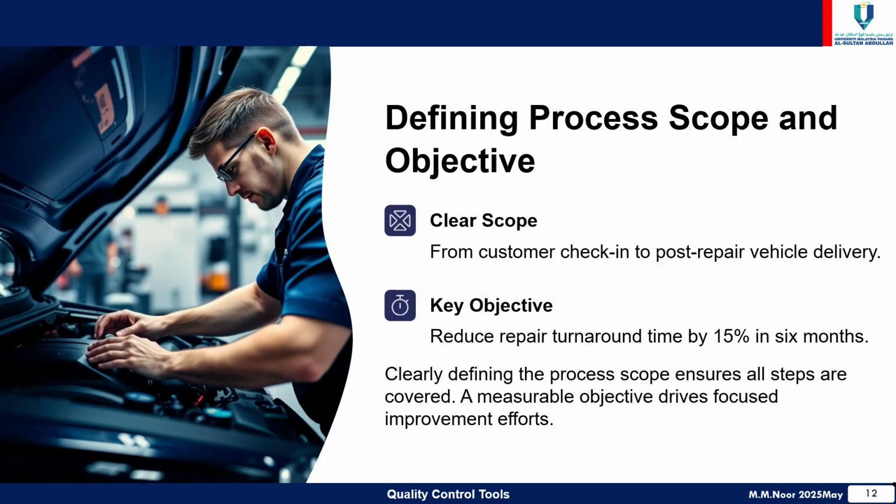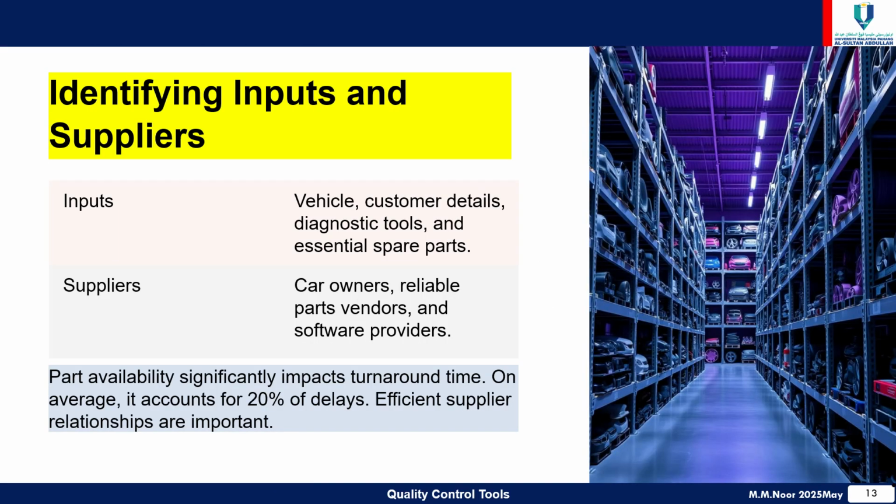Okay, first you need to decide where your process starts and ends. In a car shop, maybe it starts when the customer checks in and ends when they drive away with the repaired car. Setting a clear goal, like cutting repair time by 50% in 6 months, gives your team something concrete to aim for. And next, list out what you need and where it comes from.